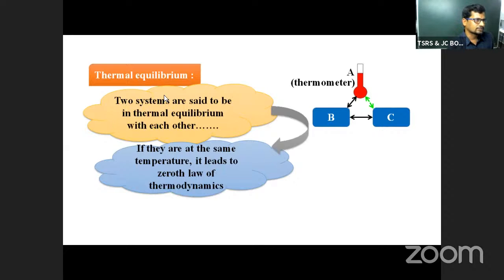Look at it. Two systems are said to be in thermal equilibrium with each other if they are at the same temperature. If they have the same temperature, then only they are said to be in thermal equilibrium. So it leads to the zeroth law of thermodynamics. So the zeroth law leads to thermal equilibrium.